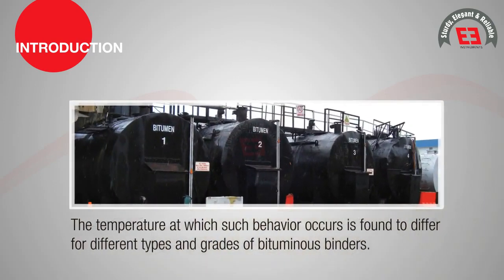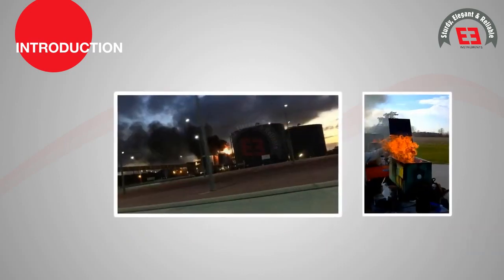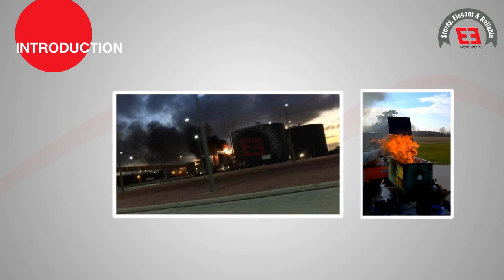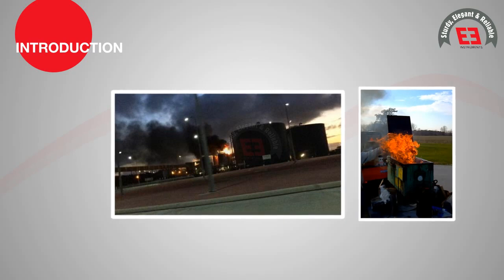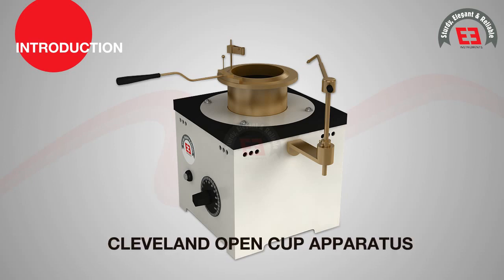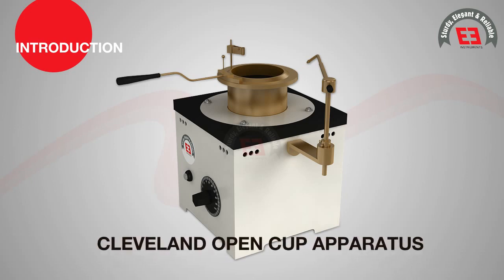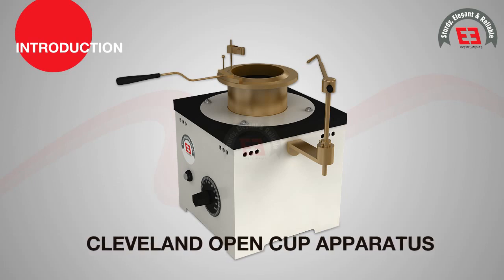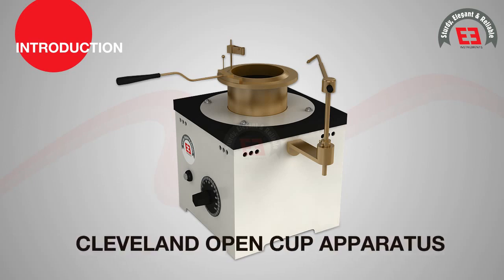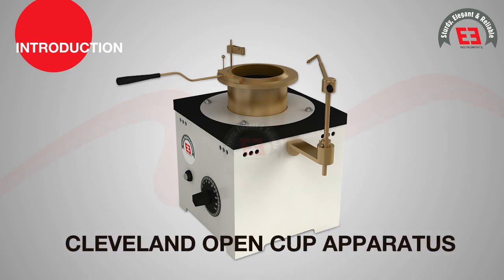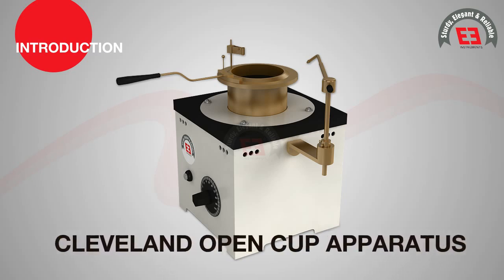The temperature at which such behavior occurs is found to differ for different types and grades of bituminous binders. In order to eliminate fire hazards during heating, mixing or application, it is necessary to restrict the process well below these critical temperatures. Cleveland Open Cup Apparatus determines these critical temperatures. This test method is applicable to all petroleum products with flash point above 79 degrees Celsius and below 400 degrees Celsius.